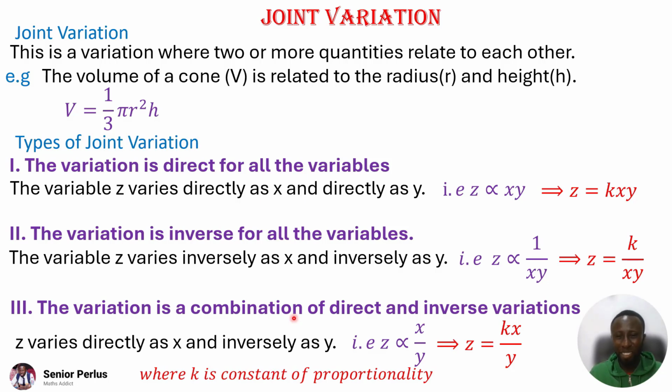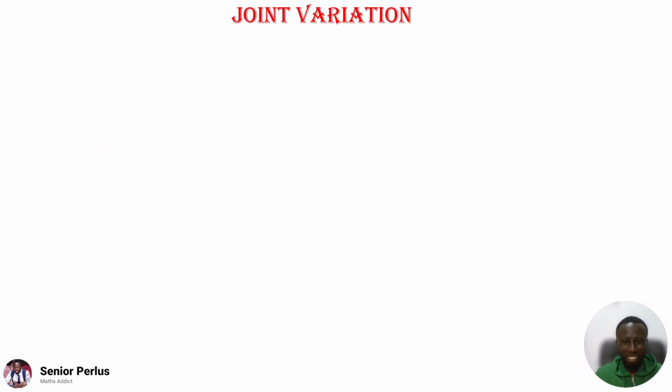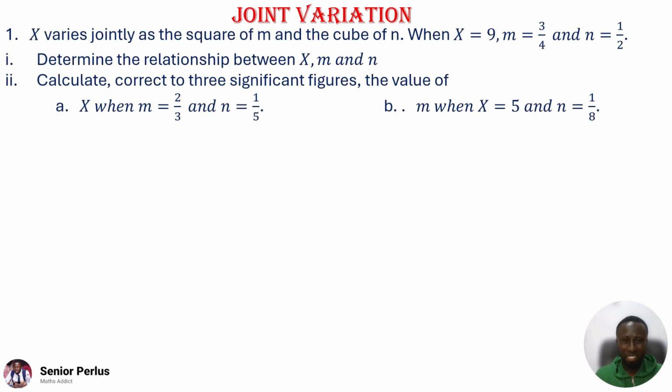Let's solve an example under joint variation. Our first example under joint variation. So this is a joint variation question. So this is the question. So, solution.